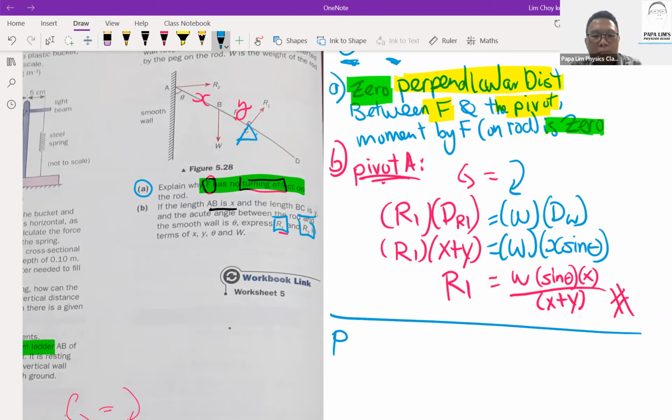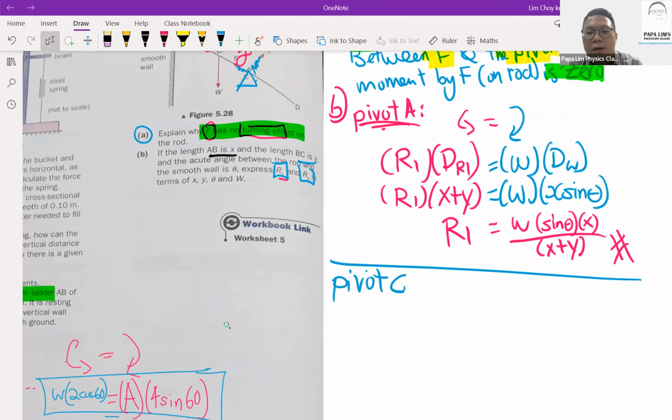So I take pivot at C. If I take pivot at C, the same thing will happen. You'll find that R1 and F actually have no moment, because the perpendicular distance between them and the pivot is actually 0. So now, same as before, I will look at clockwise moment equal to anti-clockwise moment.